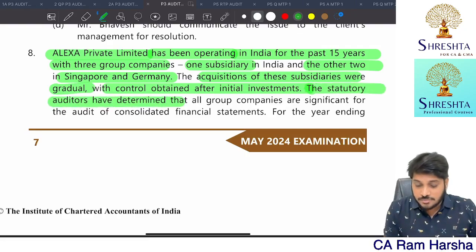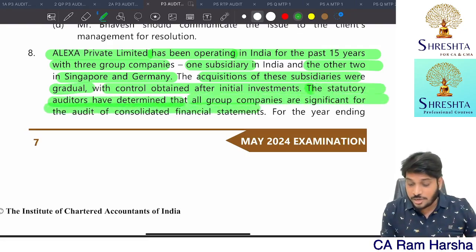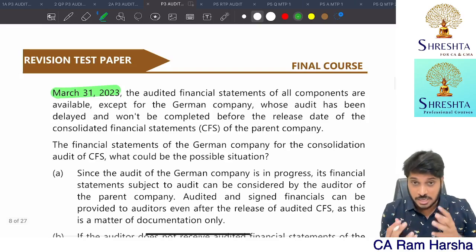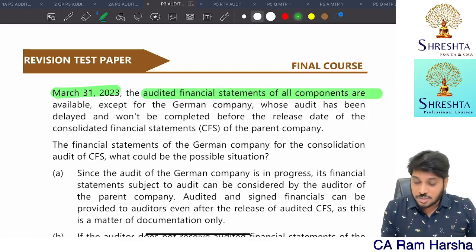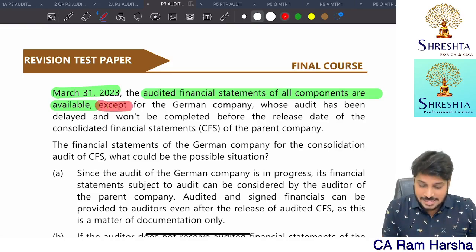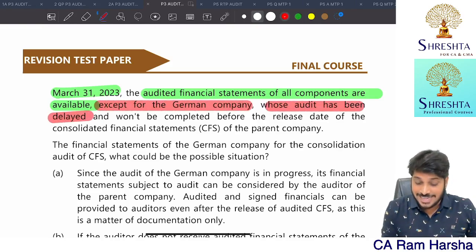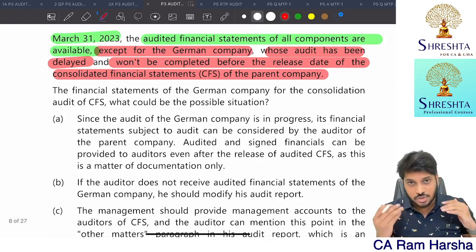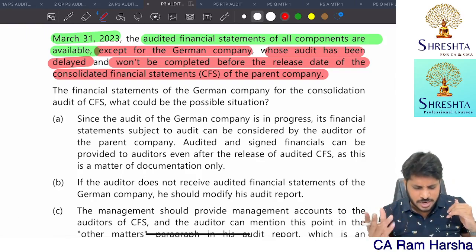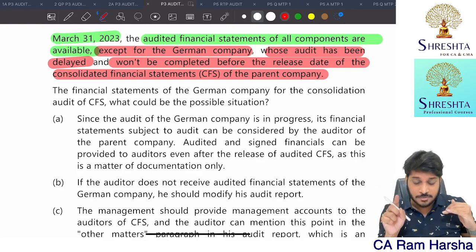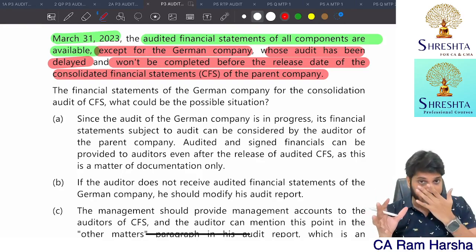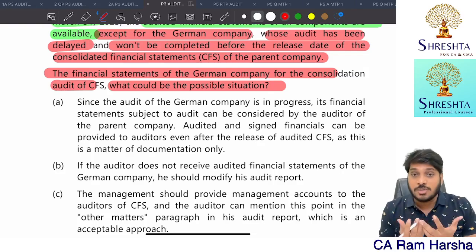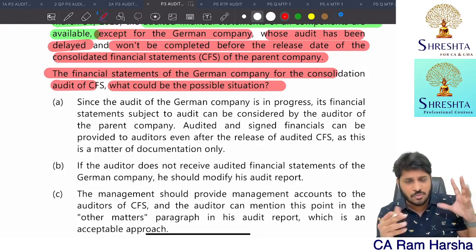The statutory auditors have determined that all group companies are significant for the audit of consolidated financials for the year ending March 31, 2023. So it's a group audit question. The audited financials of all components are available except the German company, whose audit has been delayed and won't be completed before the release of the consolidated financials. So when you're giving an audit report on consolidated financials, if the audit report of a material subsidiary is not available, then what? Because of this non-availability of the German subsidiary, what is the possibility?